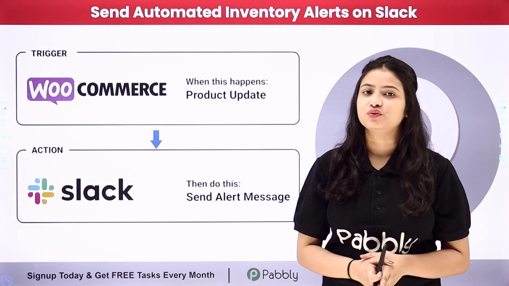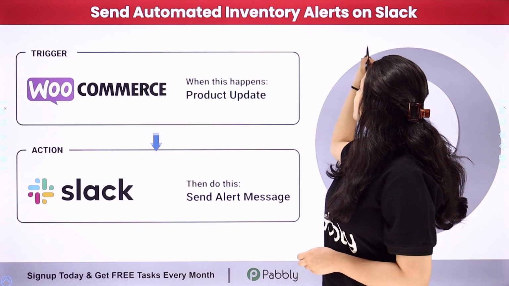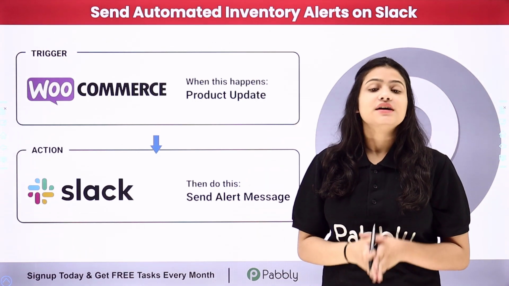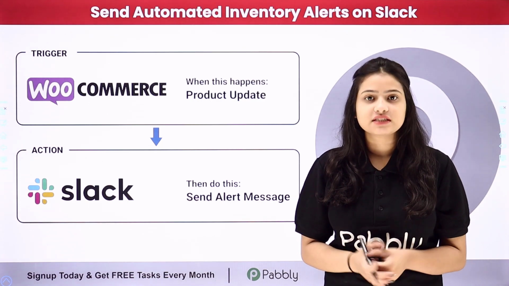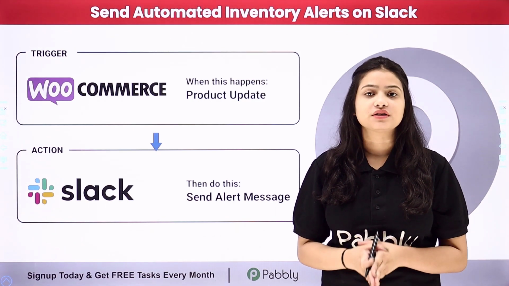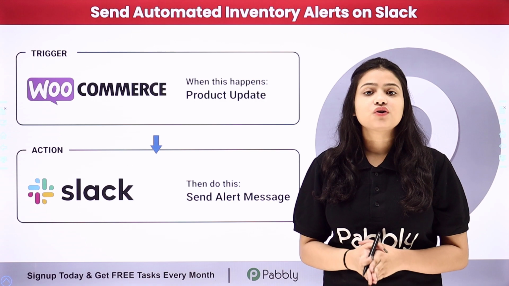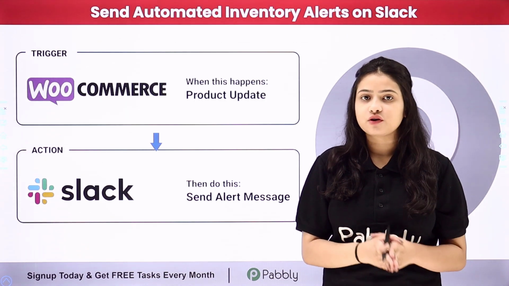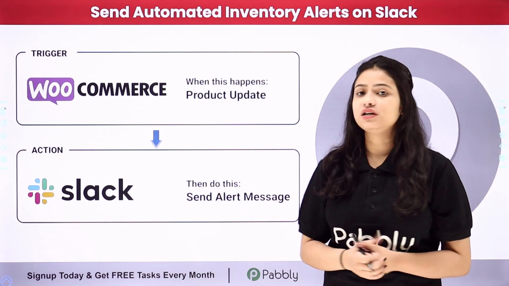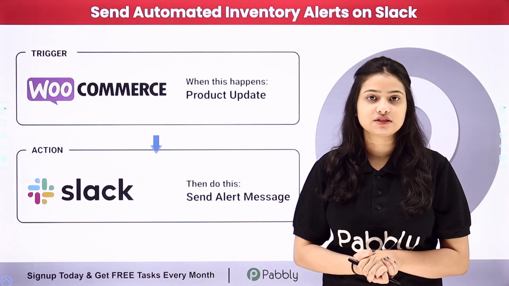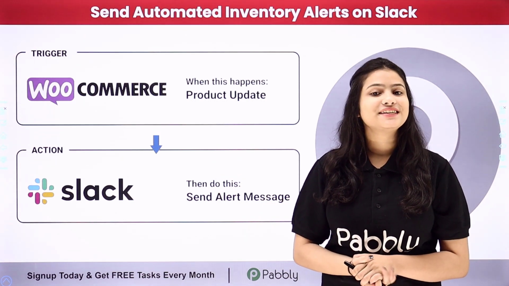In this video, we are going to learn how to send automated inventory alerts on Slack. So I am selling my products with the help of WooCommerce, and my objective is that whenever any product in my WooCommerce store becomes out of stock or the quantity of these products decreases below a specific value, then I want to send a stock alert message on my Slack channel to my team members so that they can update the stock. So how are we going to automate this entire process?